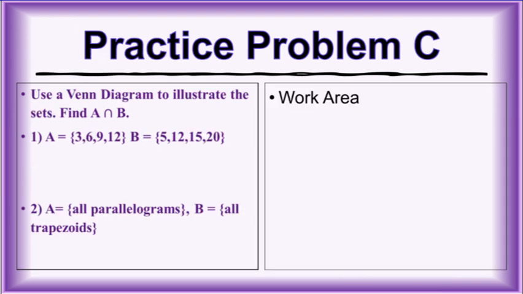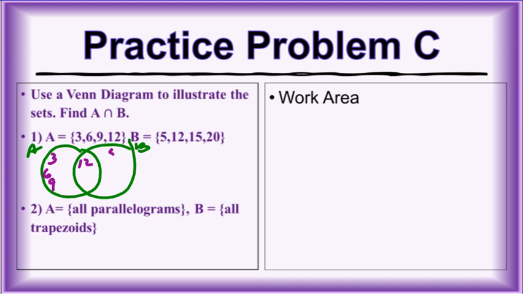Practice problem C, use a Venn diagram to illustrate the sets A intersection B. Here, so I'll have a Venn diagram. This is A, this is B. So 3 is in A, 6 is in A, 9 is in A, 12 is in both. We have a 5 in B, got a 15 in B, we have a 20 in B. So we would say that the intersection of A and B would be 12.